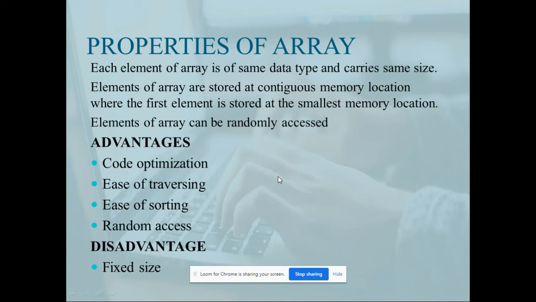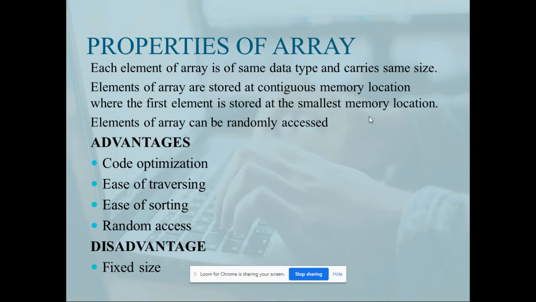Okay, so next, the properties of an array. Each element of an array should be of the same data type and carry the same size. Elements of an array are stored at a contiguous memory location. Already I have told you, it should be stored in a continuous memory allocation. The first element is stored at the smallest memory location. What is the smallest memory location? Yes, the index position 0, the first position, till the maximum place. Elements of an array can be randomly accessed.